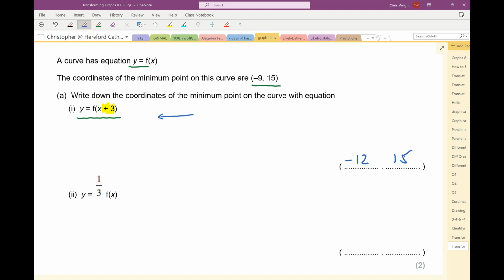Now, part 2. The change is outside the bracket, so it's going to change the y coordinates the way that we'd expect. So the y coordinates are going to be multiplied by 1/3, divided by 3, and the x coordinate is going to remain unchanged. Gives me 9, 5.